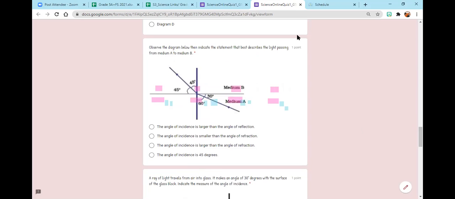Here, light is passing from medium A to medium B. Okay? And here is the incident ray. This is the incident ray.